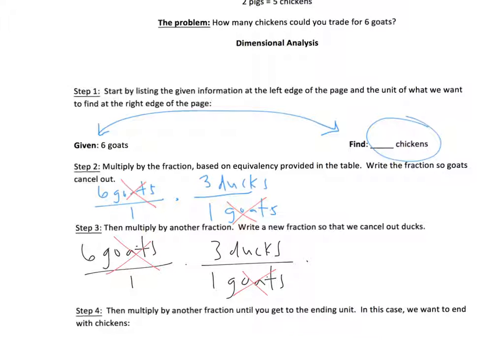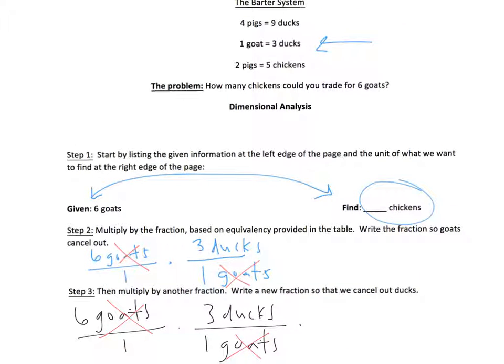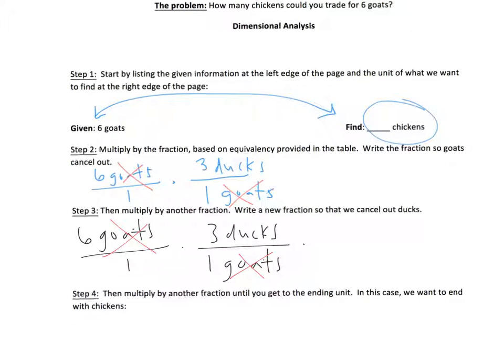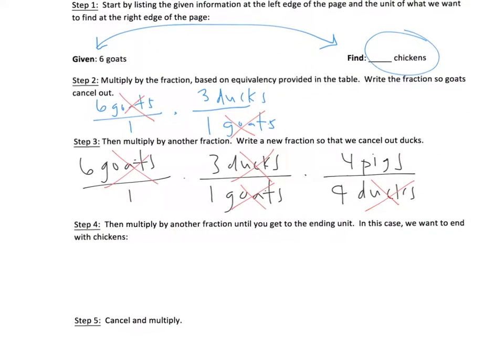So let's see here. If I look back up at the top, I know that 9 ducks is equal to 4 pigs. So now let's write down 9 ducks and 4 pigs. So now ducks cancel out. So now we would have pigs as a result for our end unit, but we don't want to be in pigs. We want to get to chickens.